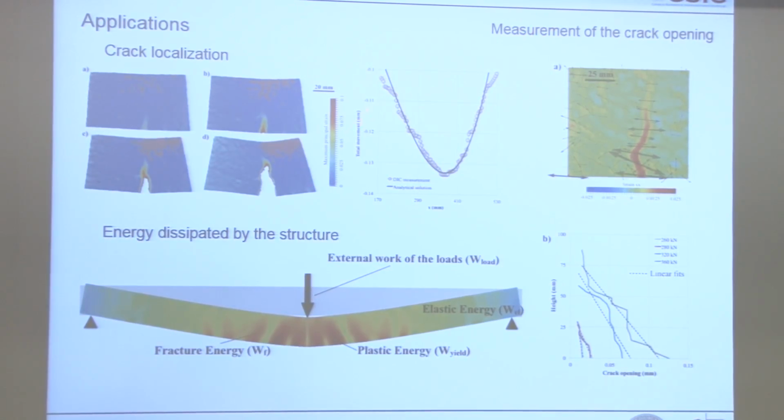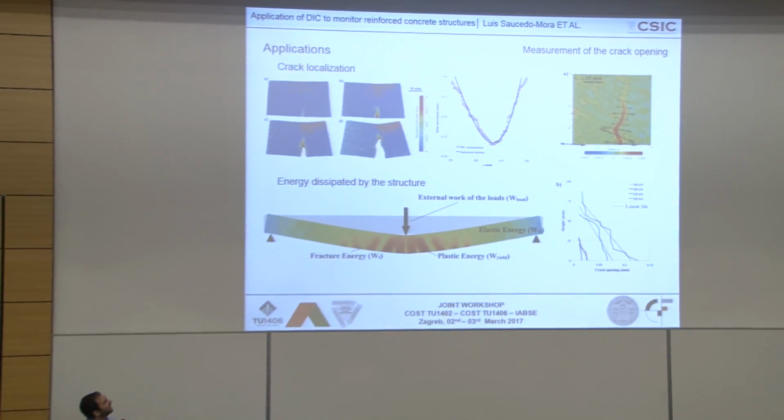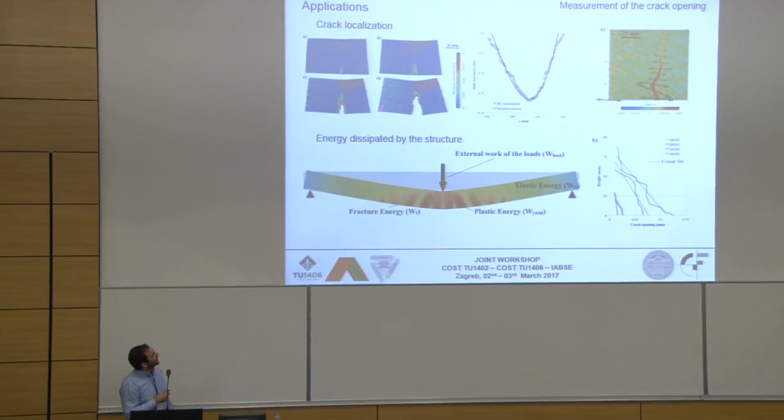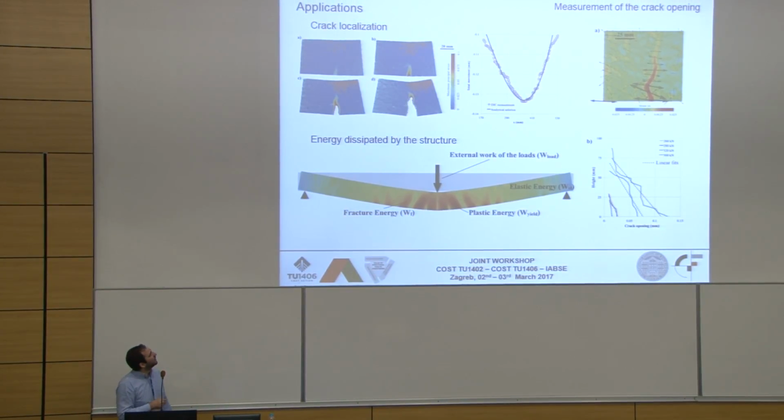In this example, we have, for a very early stage of the loading, the deformation along the bottom, compared with the elastic solution for the whole beam. Here is a zoom of the same beam at another stage, and we can calculate the strain field and the direction of the maximum principal strain. We can calculate the crack opening. For example, that's the crack opening for different loads.